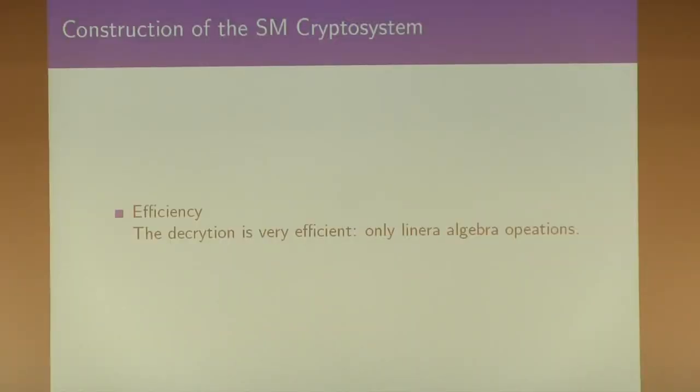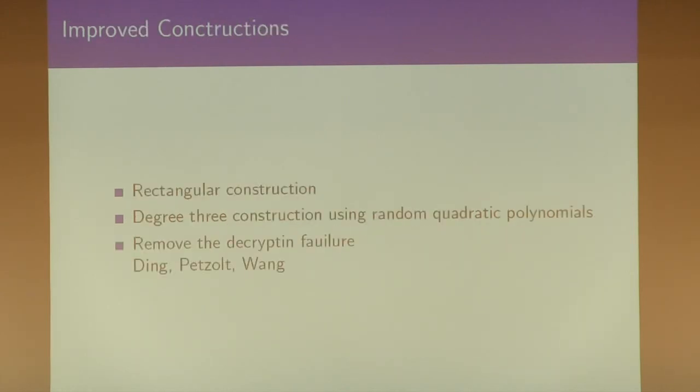And again, in terms of efficiency, the decryption is very efficient, essentially just like we did before. Therefore, the inverting process, which is decryption, is very efficient in terms of computation. And then afterwards, we did some more work. One thing we did was a rectangular construction, which means instead of choosing A, B, C to be square, we can do something rectangular. The goal is, again, to reduce the key size.